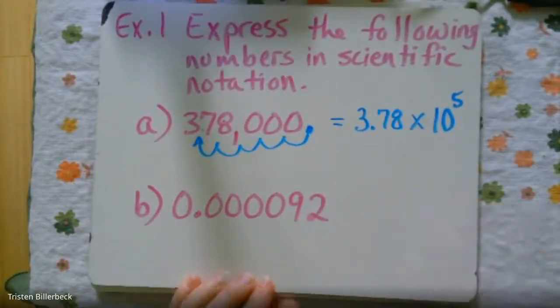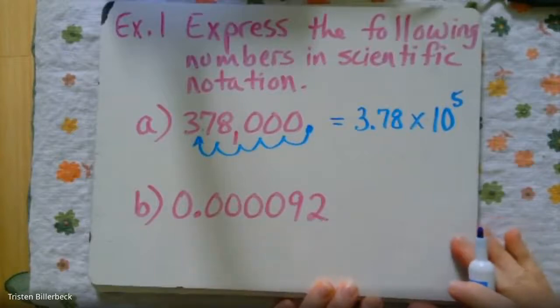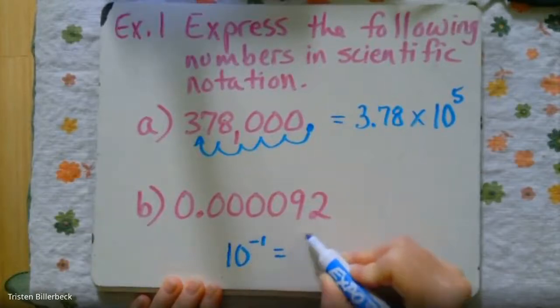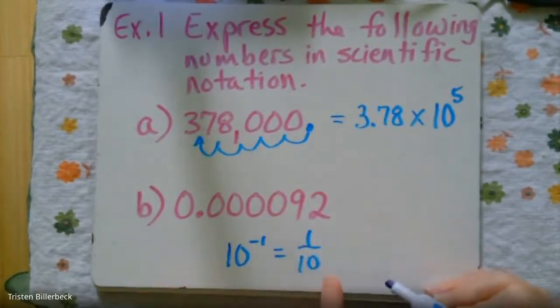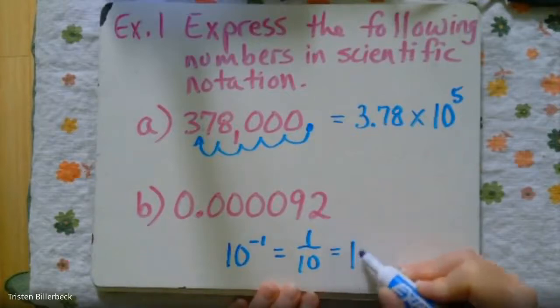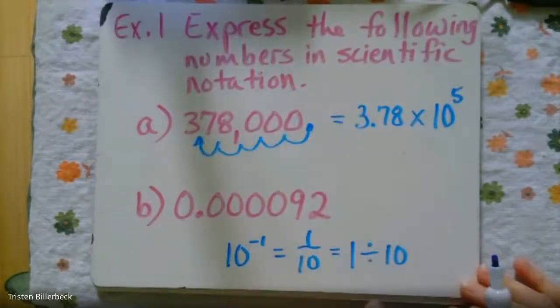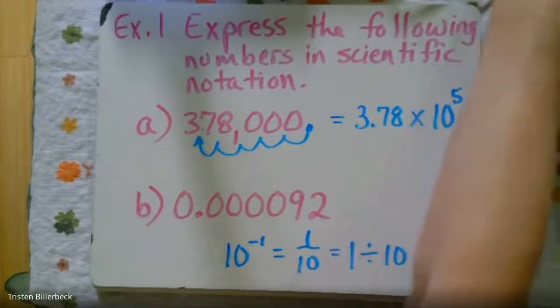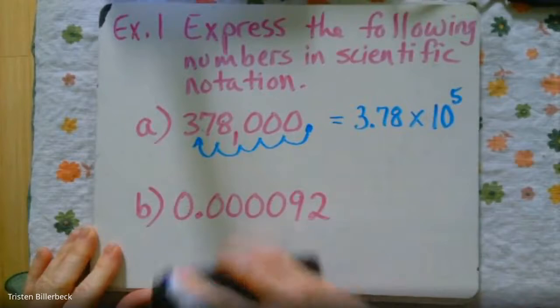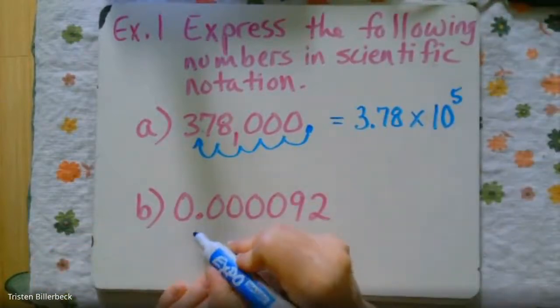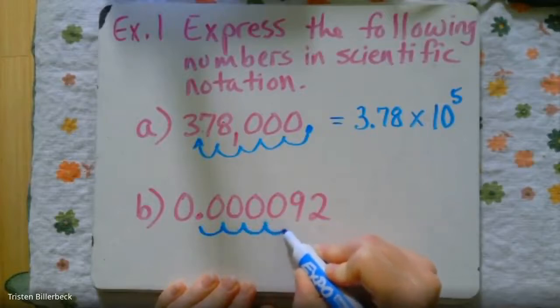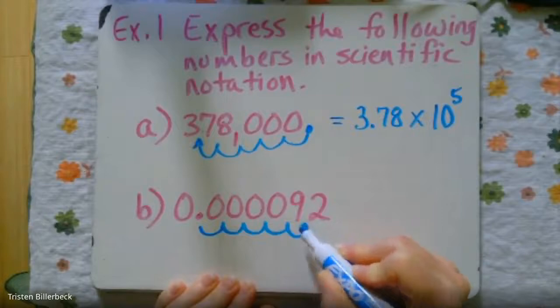When we divide by 10, we're talking about negative exponents. Remember, 10 to the negative 1 is the same thing as 1 over 10, which is 1 divided by 10. So when we have something small like this, we're dividing by 10. So let's look at how many times we're dividing by 10. If we move 1, 2, 3, 4, 5.